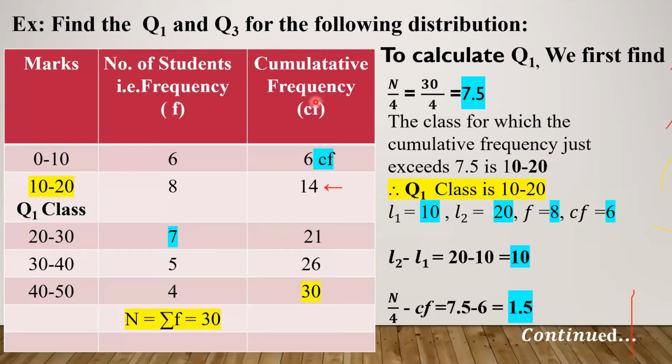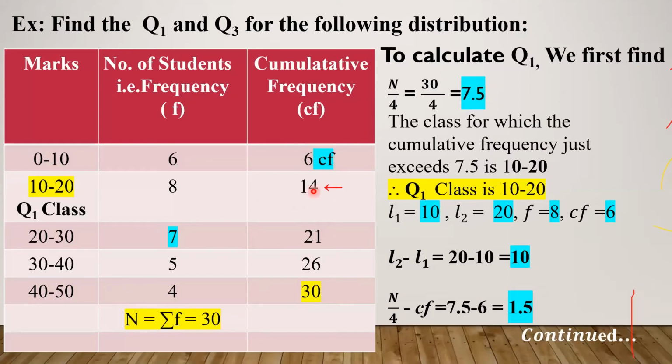Look at the cumulative frequency column. Start reading the values from top and stop at the place where the value exceeds 7.5. So look at the first value is 6. It is less than 7.5. So you have to still go ahead. Look at the second. It is 14. Yes, it is bigger than 7.5. So make an arrow.